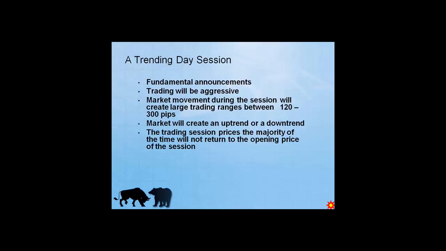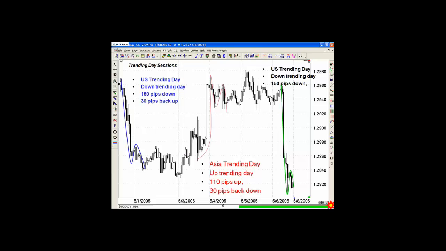Now, in a trading day session, there's fundamental announcement. Trading will be aggressive. The market movement in each session will create trading ranges between 120 and 300 pips every day. The market will create an upward or downward trend, and the trading session prices the majority of the time will not return to the open price of the session. And we could see it here.